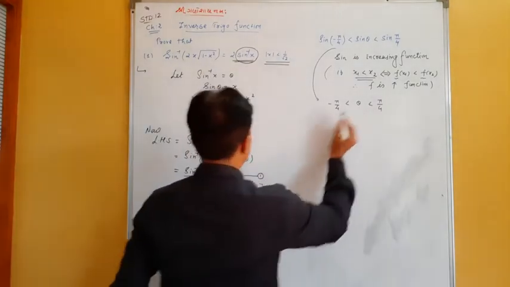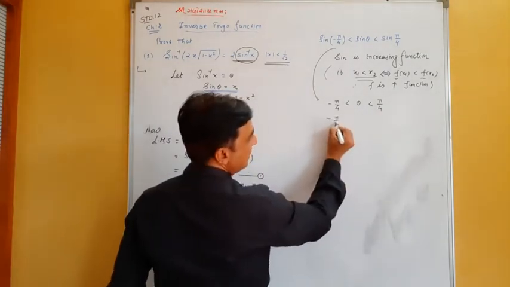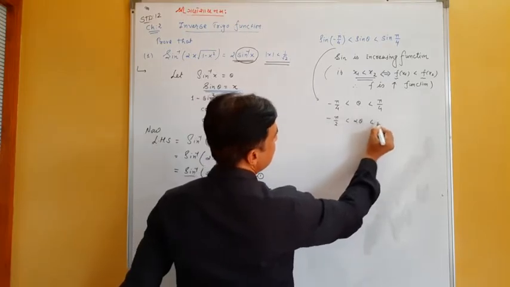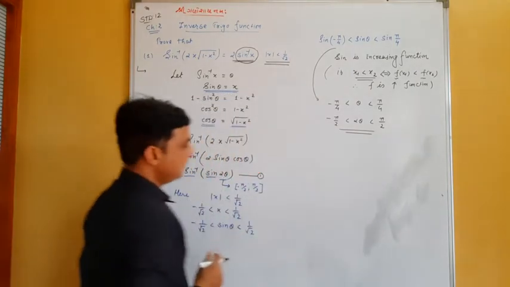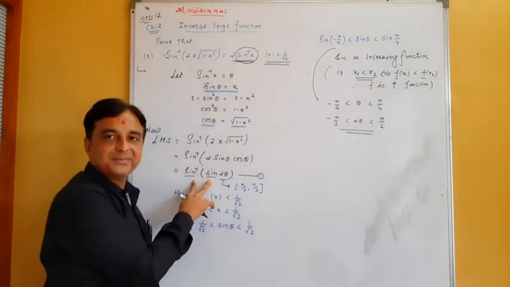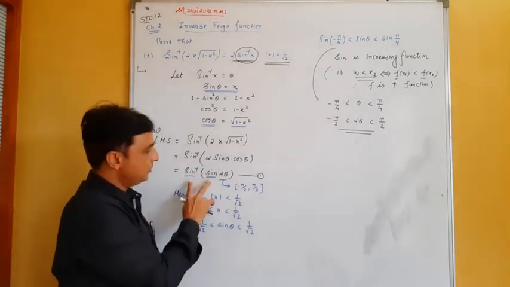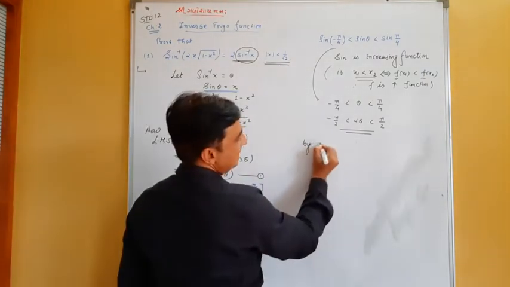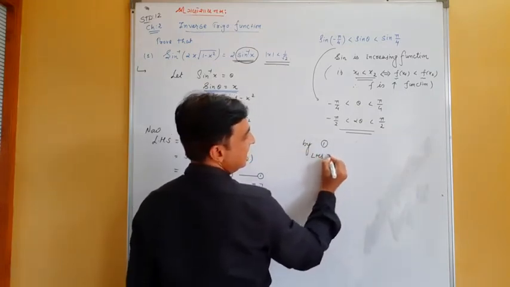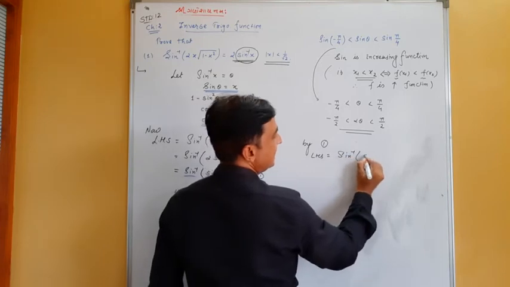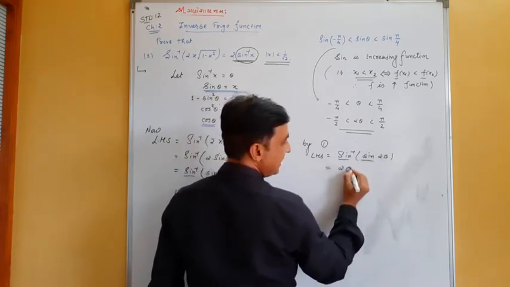Now what is our condition? 2 theta. So multiply it by 2. It will be minus pi by 2 less than 2 theta less than pi by 2, and that is the condition for removing sine inverse and sine. So 2 theta lies between minus pi by 2 and plus pi by 2, then we can remove. So by equation 1, left hand side equals sine inverse sine 2 theta. That sine cancels, and we have 2 theta.